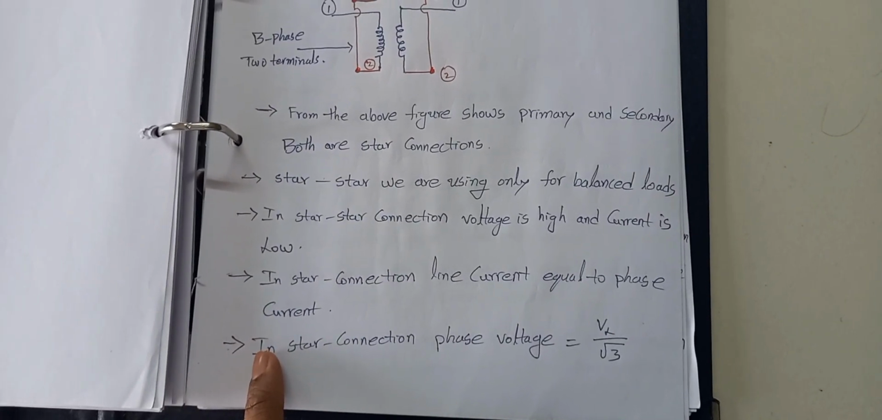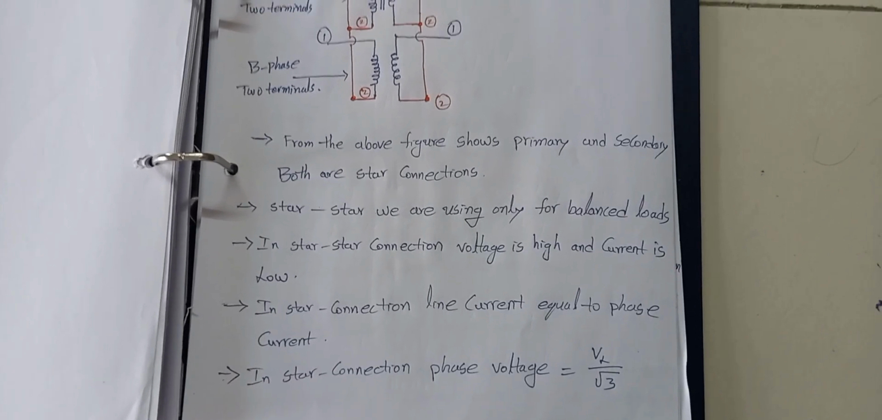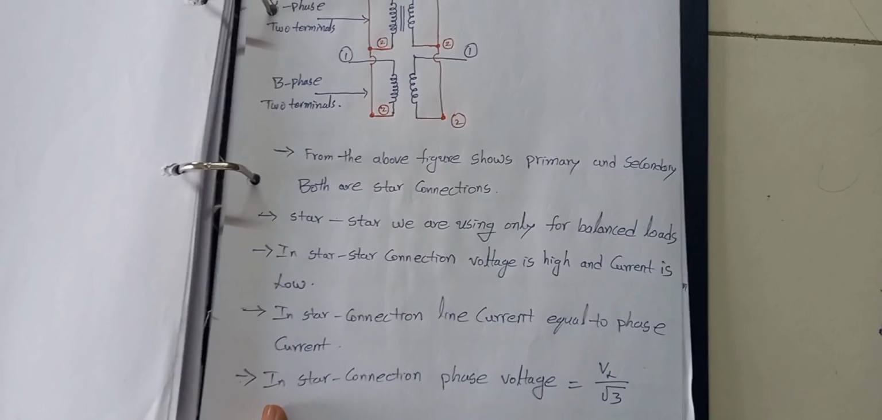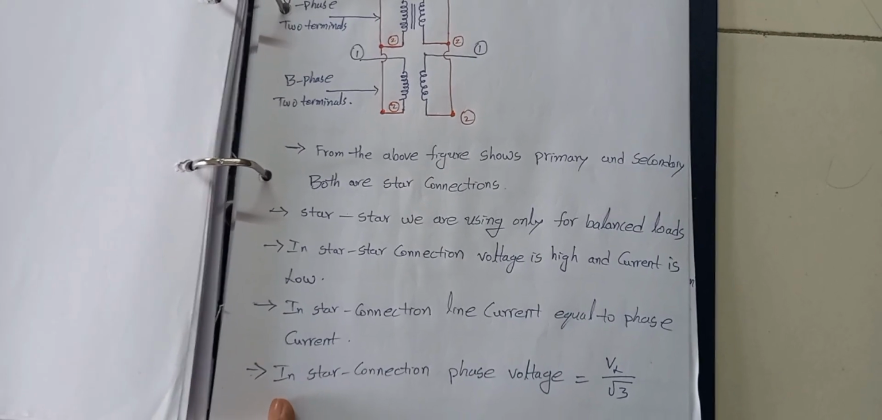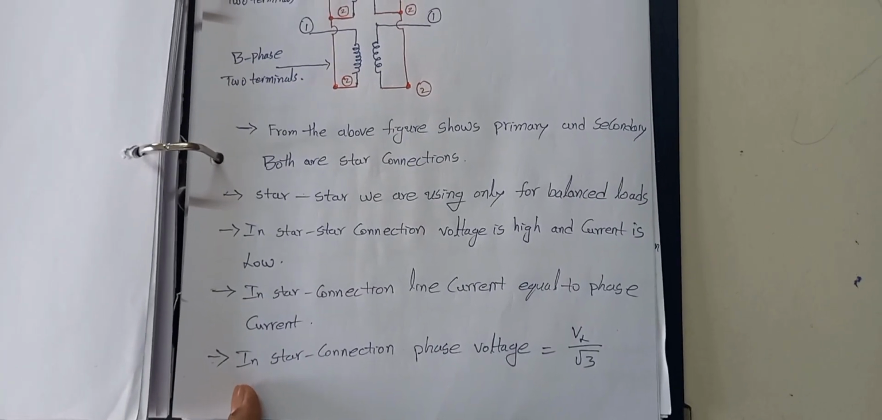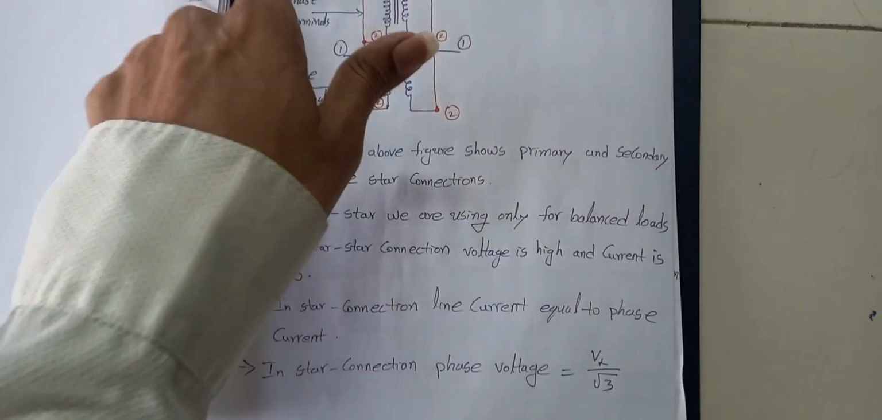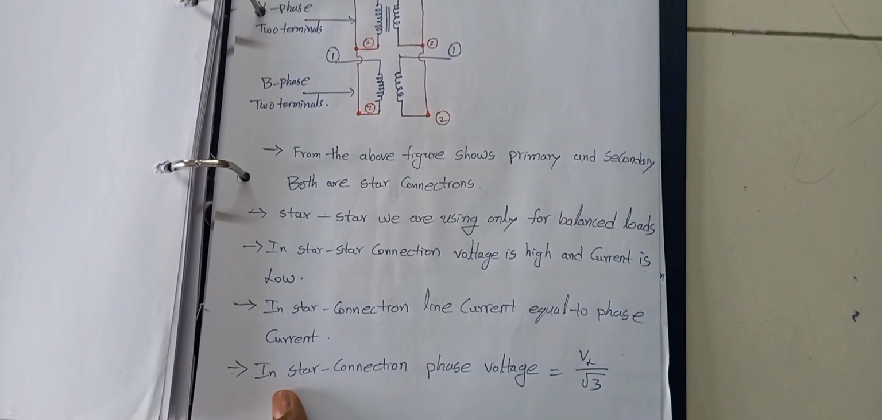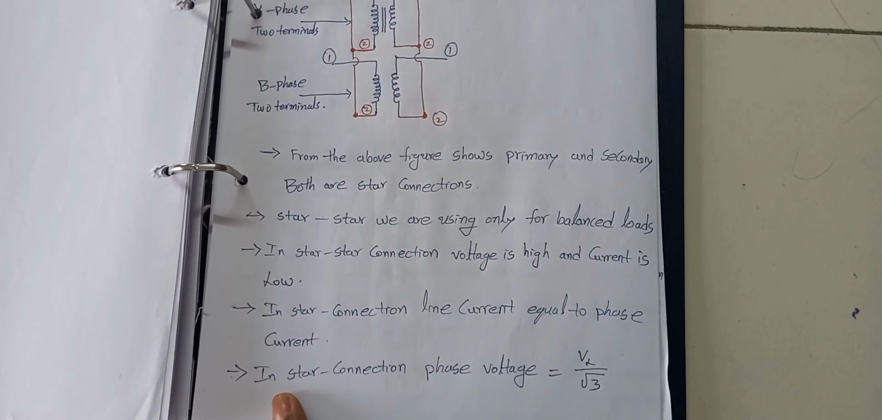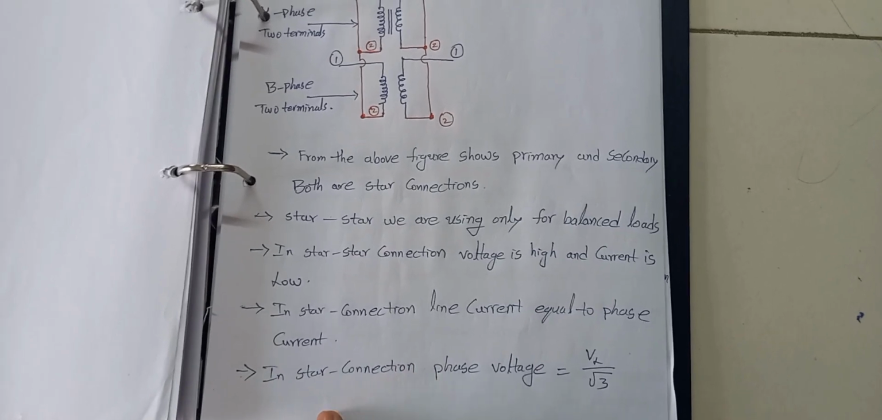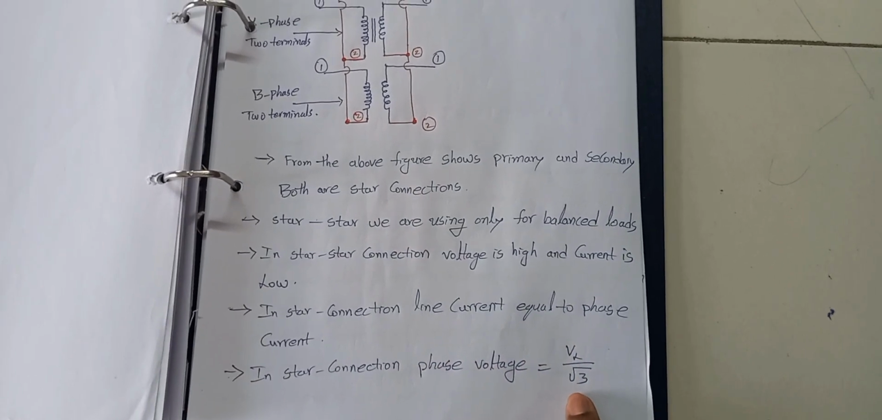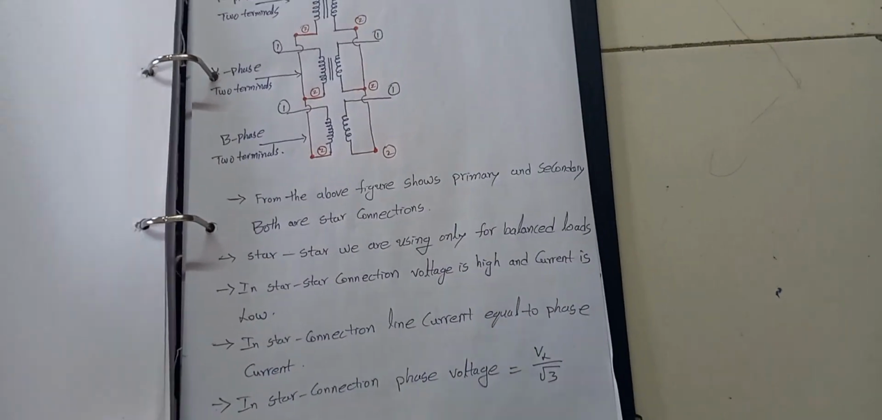star to star. Okay, it's a very simple theory. We need to understand that phase current and line current are both the same in star to star for both the ends, and phase voltage and line voltage are completely different in star connection. So in the star connection, phase voltage is equal to line voltage divided by root 3. Okay, then the practical way of diagram here.